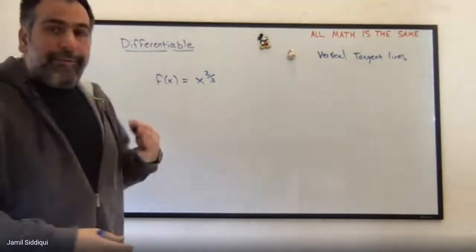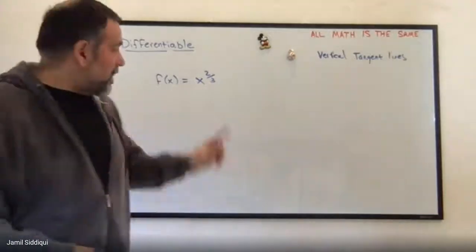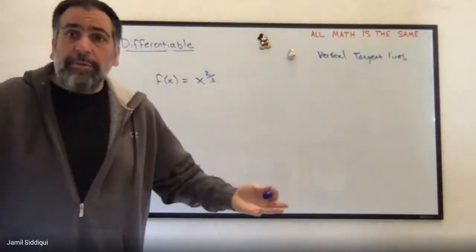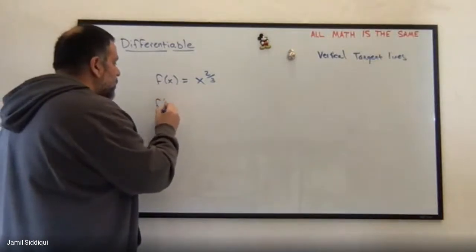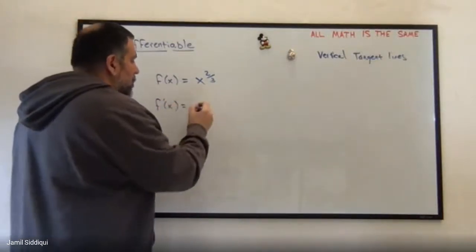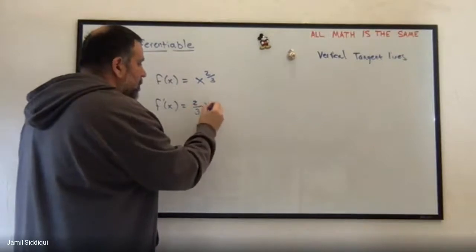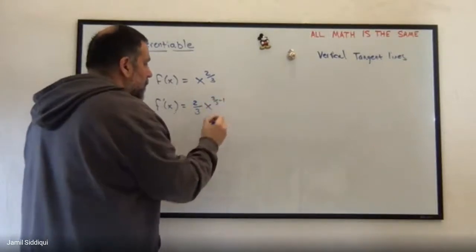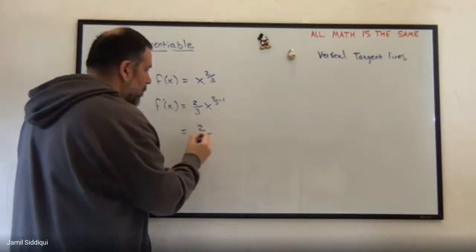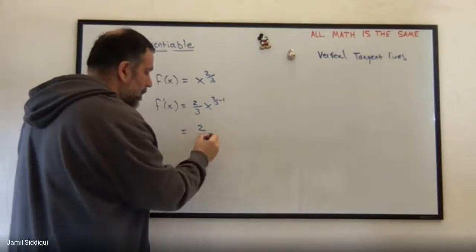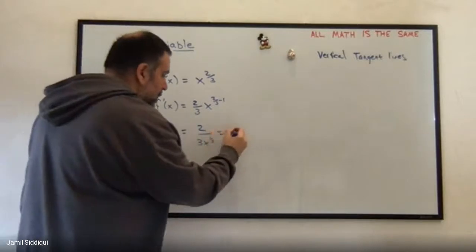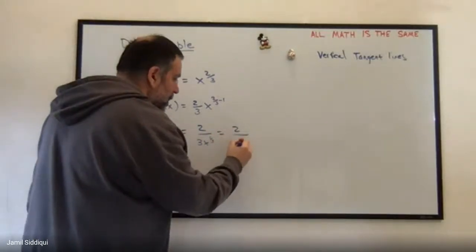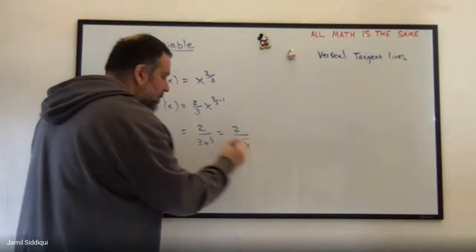If I want to find out if a function is differentiable and they give me an explicit function, I just take the derivative and look to see what happens with it. So in this case, f prime of x is going to equal, using our x to the n rule, 2/3 x to the 2/3 minus 1, which will turn out to be 2 over 3x to the 1/3. Let's take that one step further: 2 over 3 times the cube root of x.